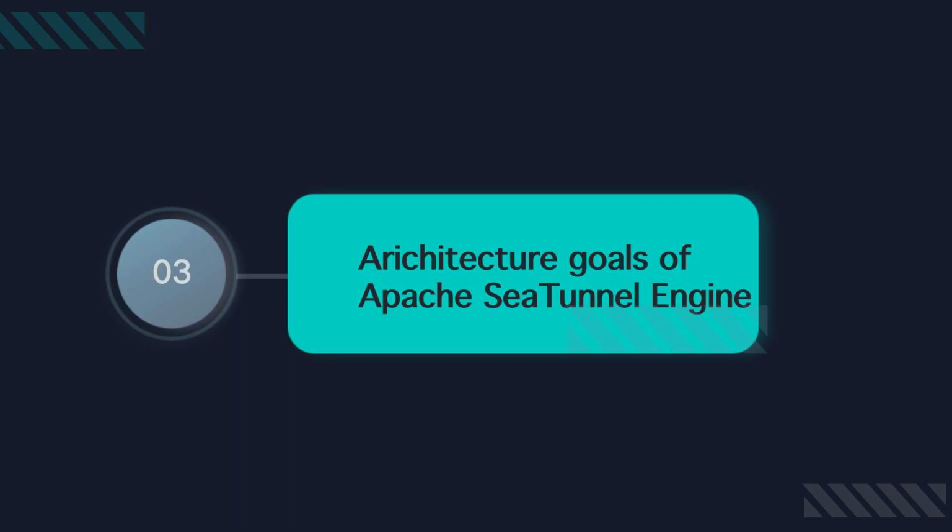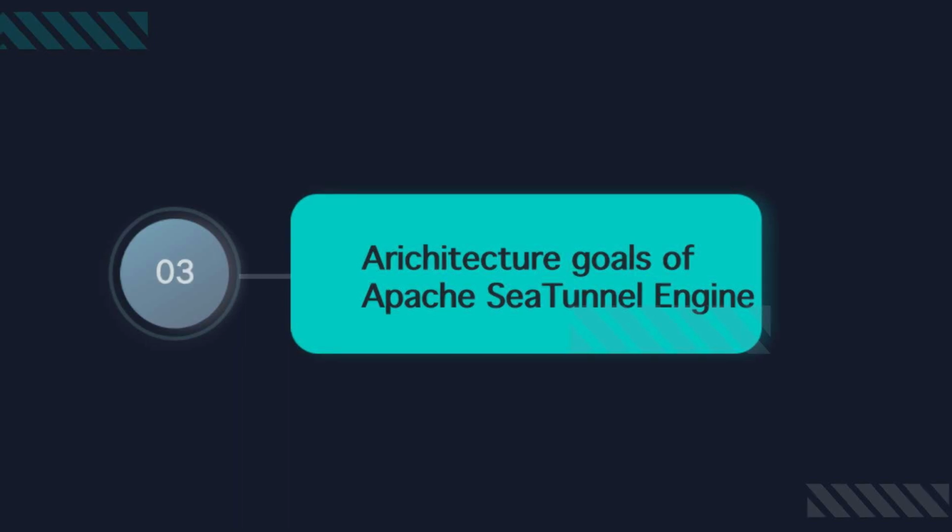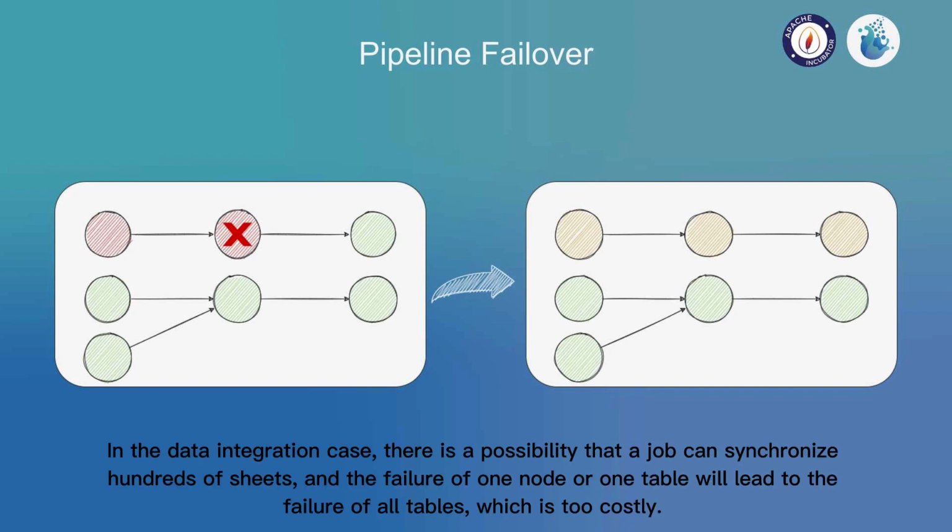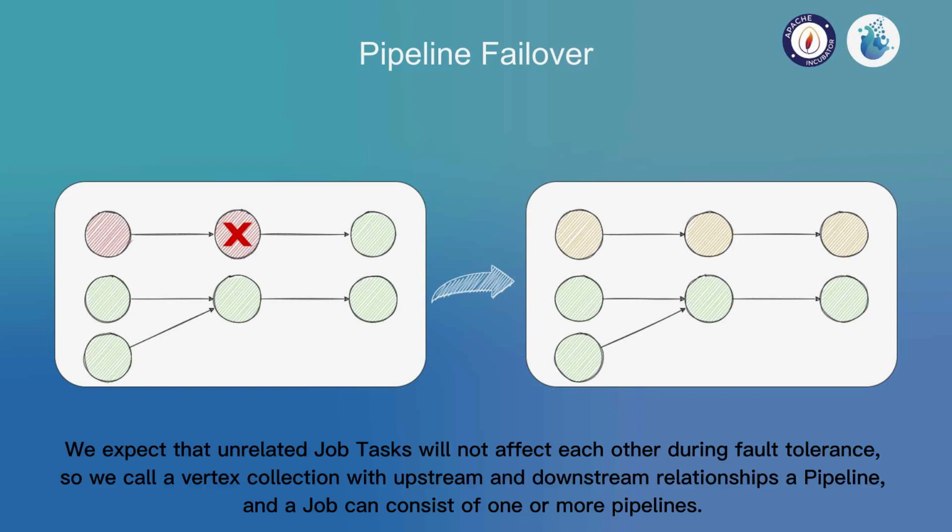3. Architecture goals of Apache SeaTunnel Engine. In the data integration case, there is a possibility that a job can synchronize hundreds of tables, and the failure of one node or one table will lead to the failure of all tables, which is too costly. We expect that unrelated job tasks will not affect each other during fault tolerance. So we call a vertex collection with upstream and downstream relationships a pipeline. And a job can consist of one or more pipelines.